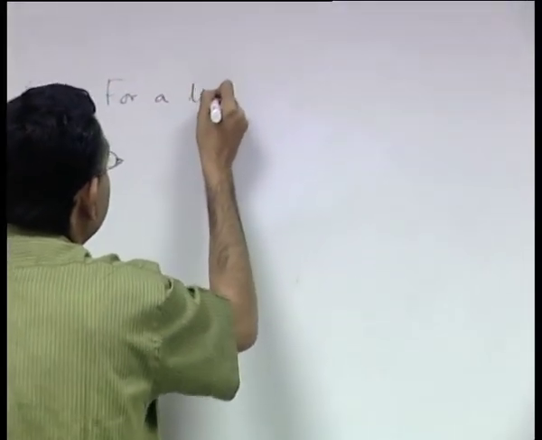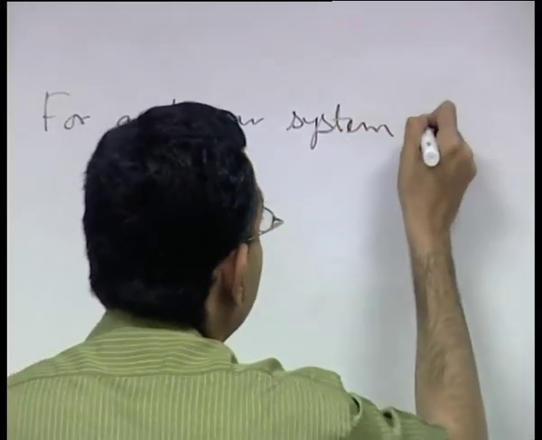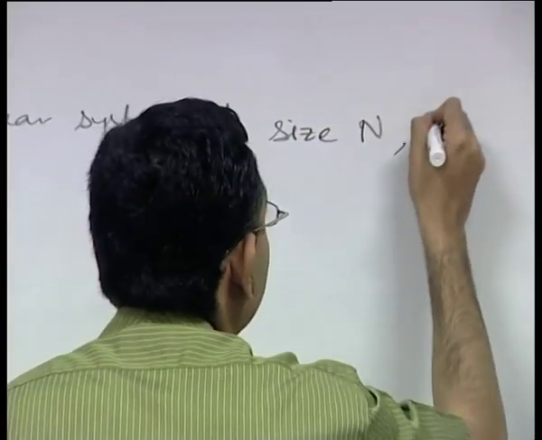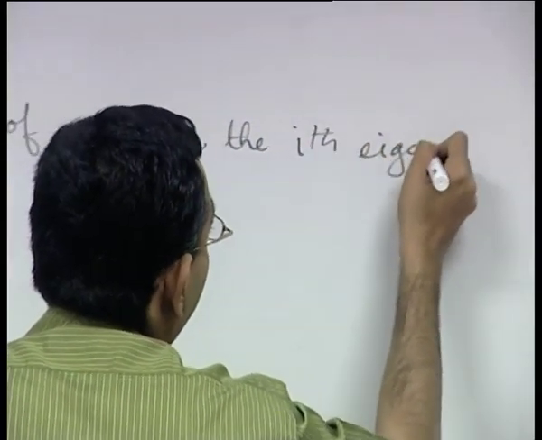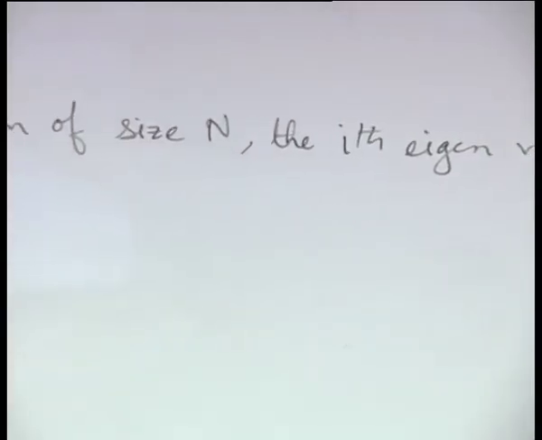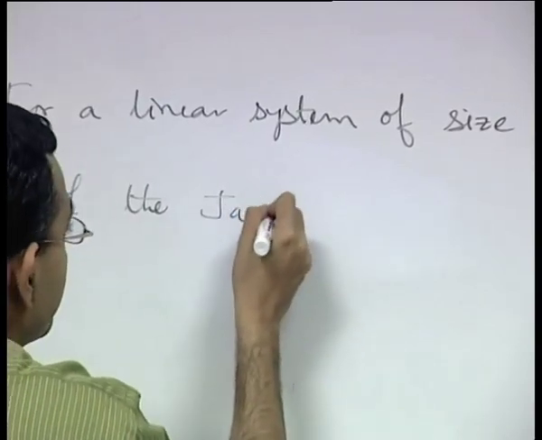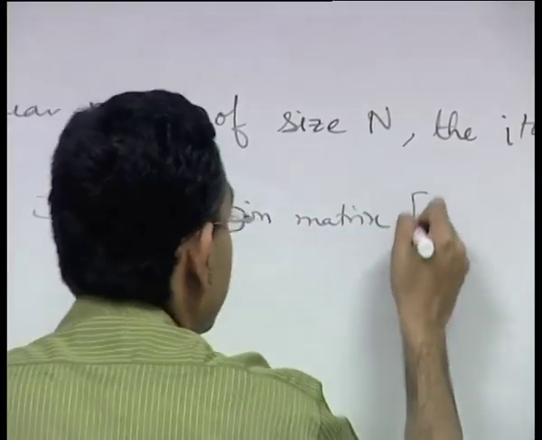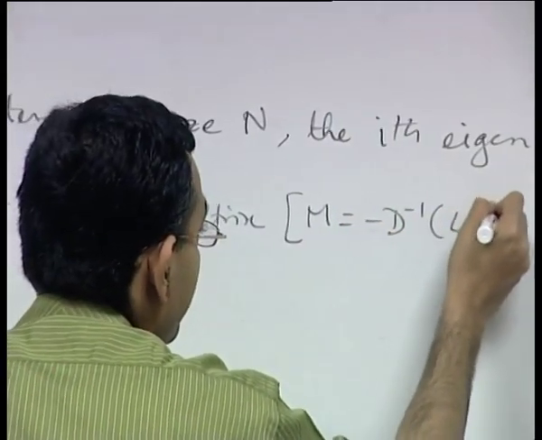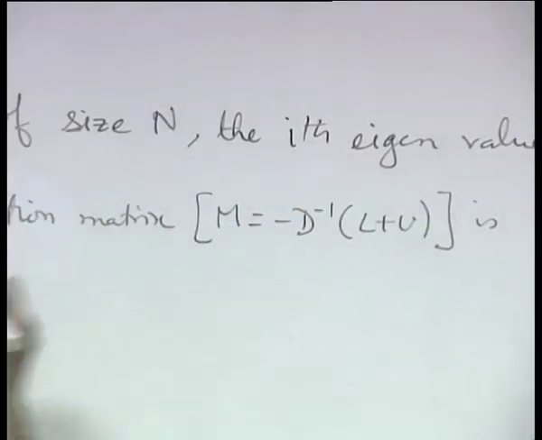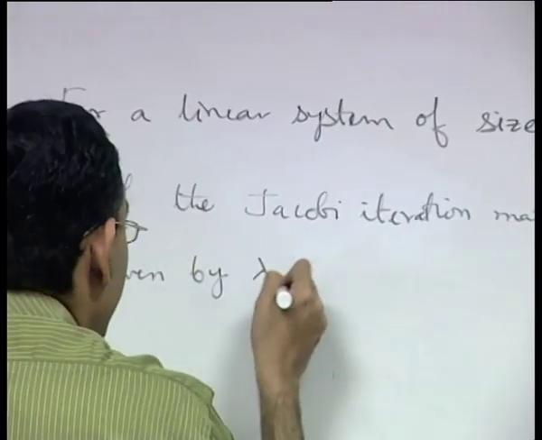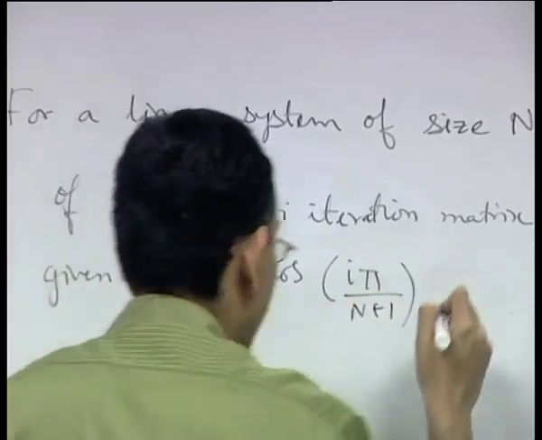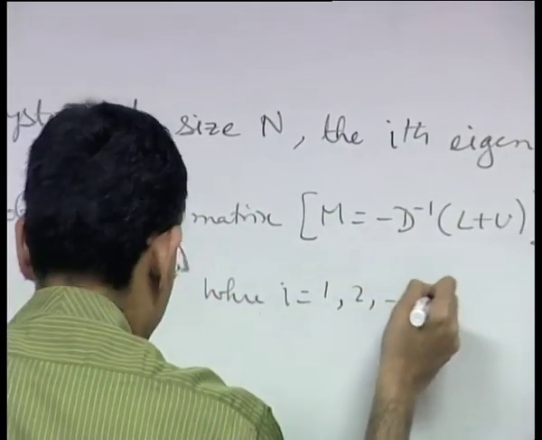For a linear system of size n, the ith eigenvalue of the Jacobi iteration matrix, that is M equal to minus D inverse (L plus U), is given by lambda_i equal to cos(i pi by n plus 1), where i is equal to 1, 2, up to n.